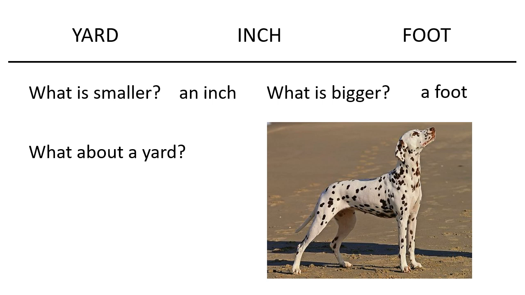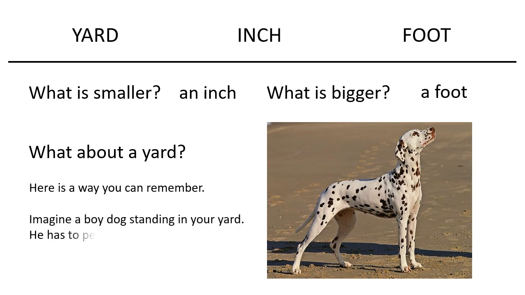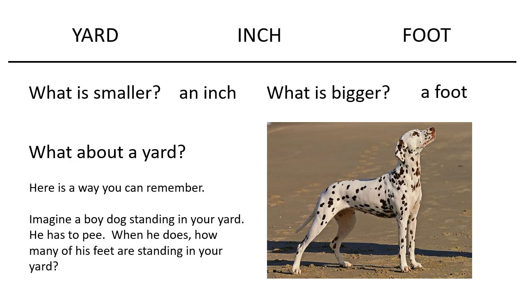So now we need to think about a yard. And here's a way you can remember what a yard is. Imagine a boy dog standing in your yard. He has to pee. When he does, how many of his feet are standing in your yard? We have 3 feet. When a boy dog is peeing in your yard, he is using 3 feet. That's just a little way to remember that there are 3 feet in a yard. So if there are 3 feet in a yard, then a yard must be bigger.